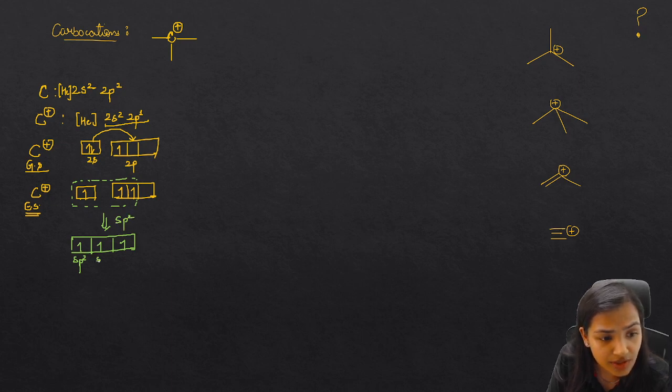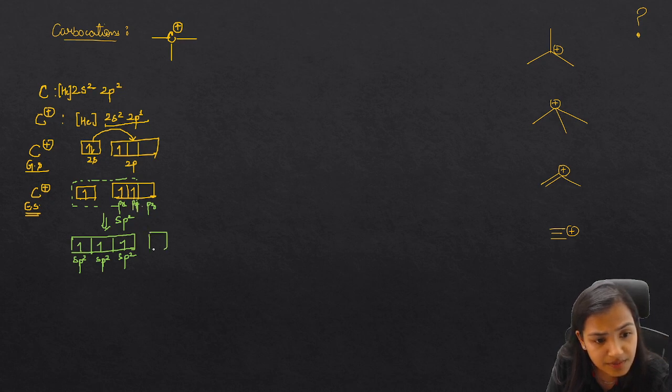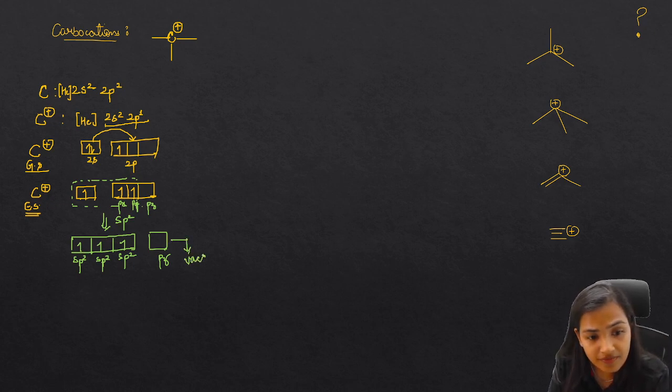This is an sp2 hybrid orbital, this is also sp2, and this is also an sp2 hybrid orbital. If one was px and another py, this one is pz, and the pz orbital will remain vacant. So I can say that this is the vacant pz orbital.